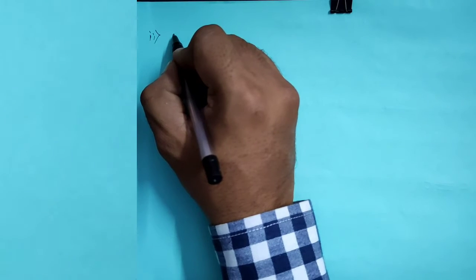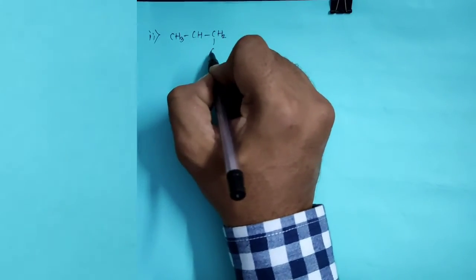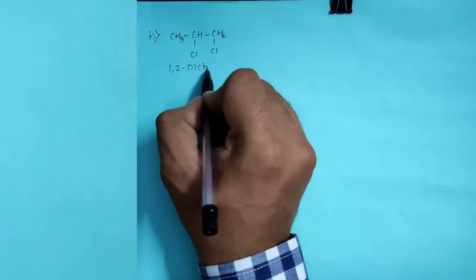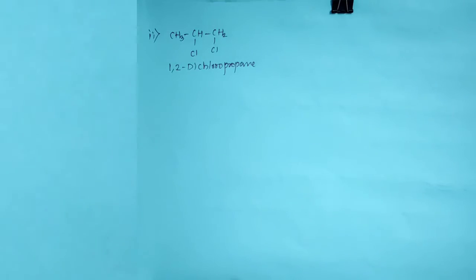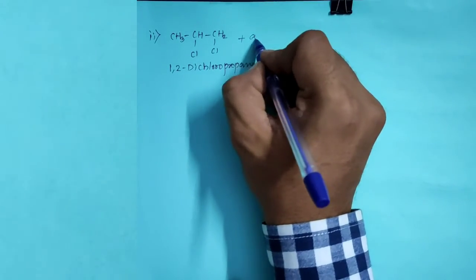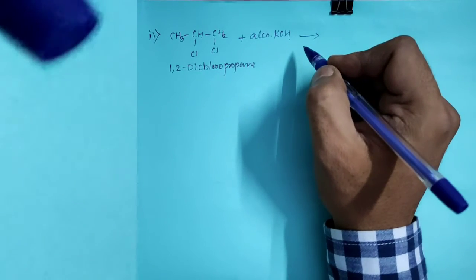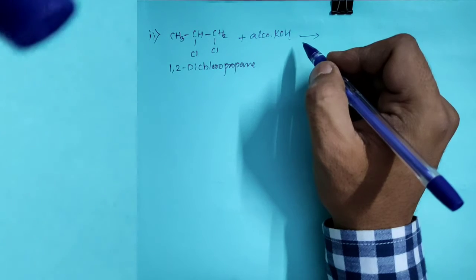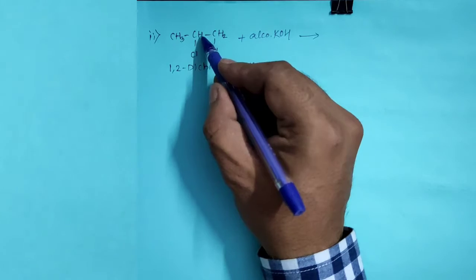dehydrohalogenation of 1,2-dichloropropane. Same way we have to go ahead to do the reaction. Potassium hydroxide, alcoholic in nature, we have to take, and beta elimination will take place. First the inner halogen will be removed, the one on the carbon which contains less number of hydrogen atoms.